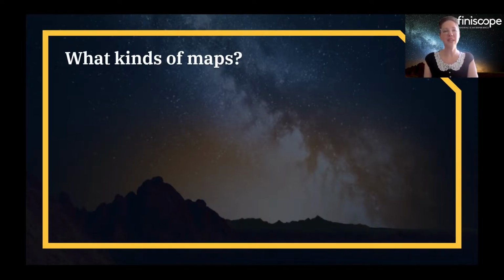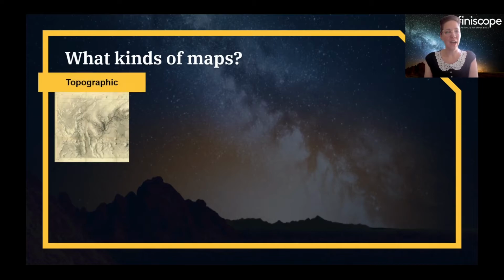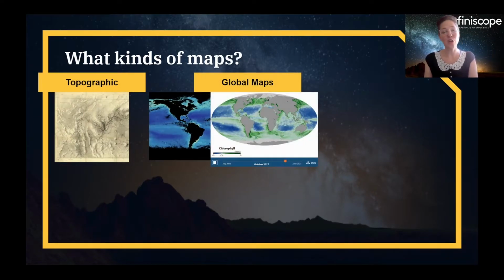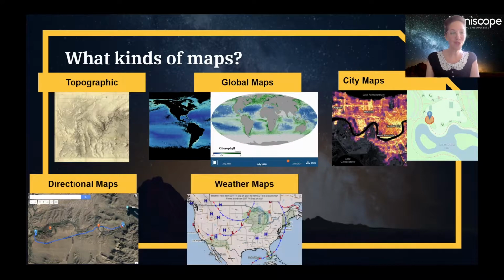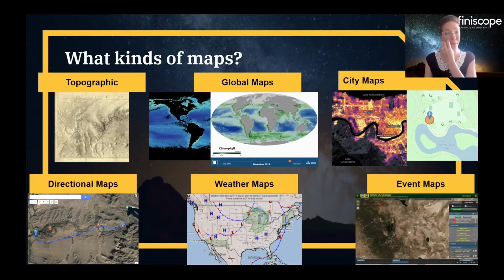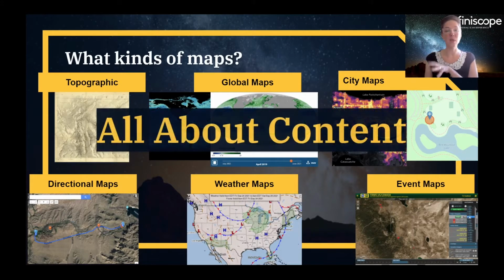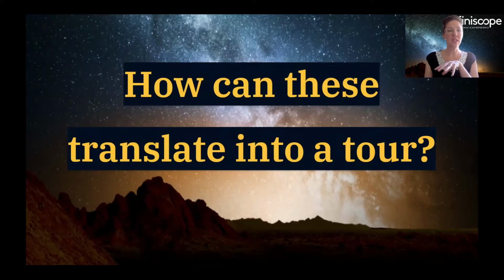What kind of maps can be used? There really are so many. This is by no means an exhaustive list, but here are some. You have topographic maps. There are global maps, city maps, directional maps, weather maps, event maps. Really, all of this is dealing with the content. So whatever content you're interested in using, you can use. The question is, how do you translate this into a digital tour? So let's think about the format.